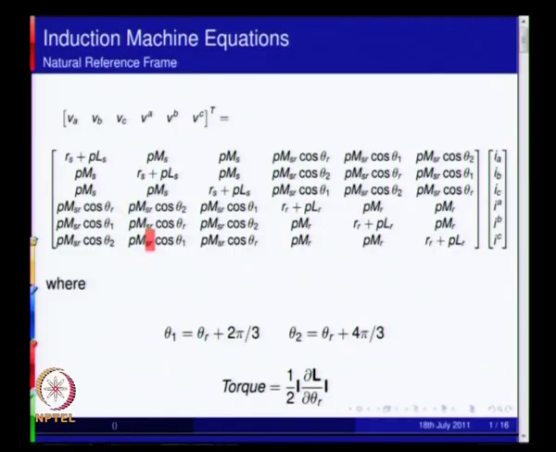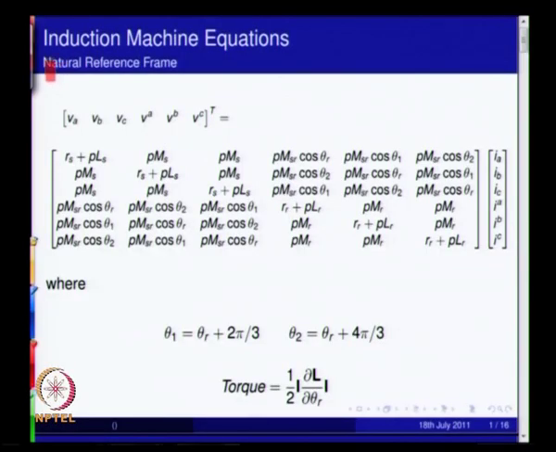In the last lecture, we had been looking at transformation to the arbitrary reference frame. We derived the equations for the transformation, and that can then be applied to the equations of the induction machine.